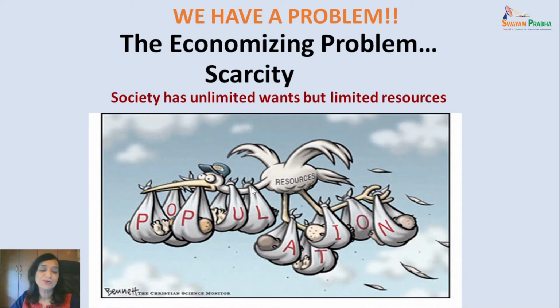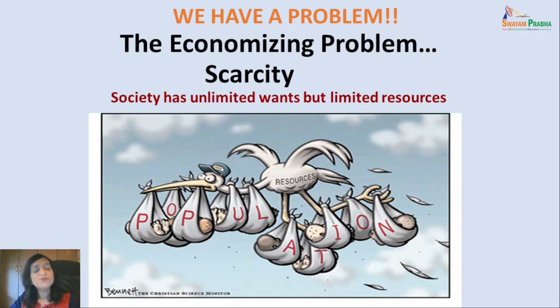This very popular picture, which you all come across, gives you an excellent graphical view of the problem which we are talking about. That is, resources are limited. There is only one resource, and this resource is going to cater to all the population, to all the people's unlimited wants. So we have to make a choice.